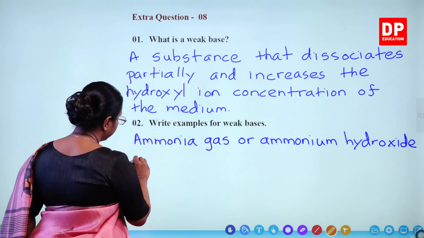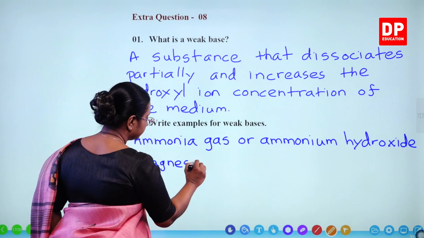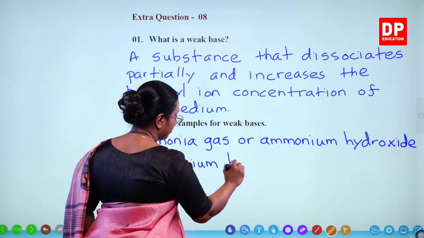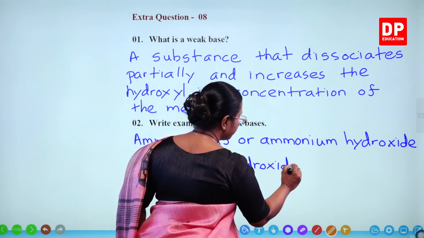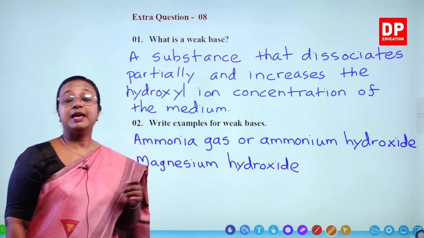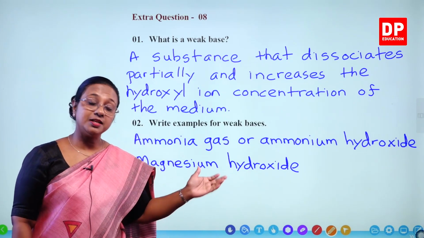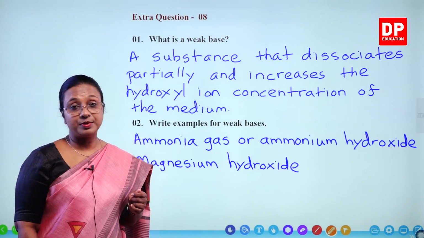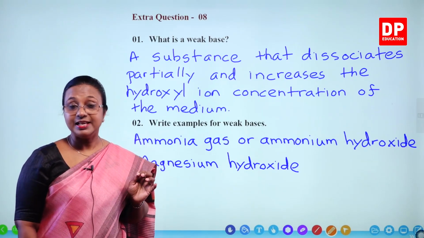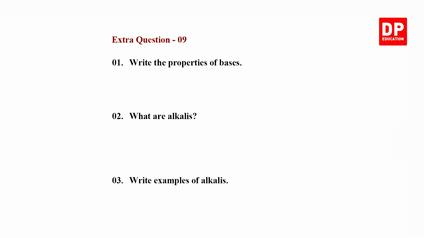Then we can say magnesium hydroxide. Here, of course, students, you don't have to write the chemical formulae because they have only asked for examples, but you can either give it in words or you can write the chemical formulae also. Either way, it's fine. With that, I will move on to the next question.